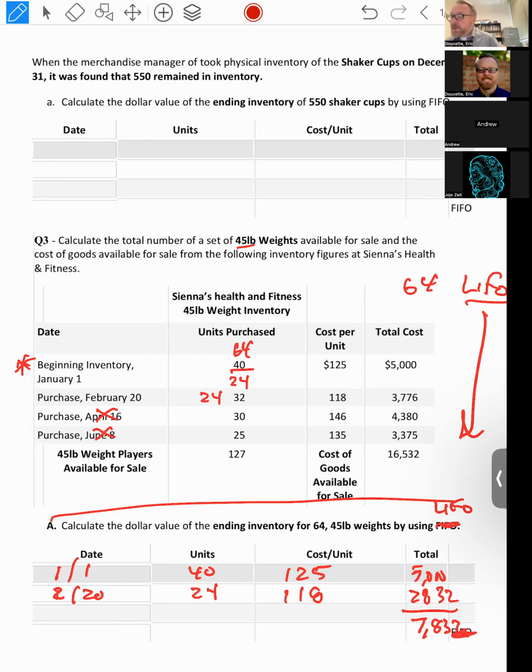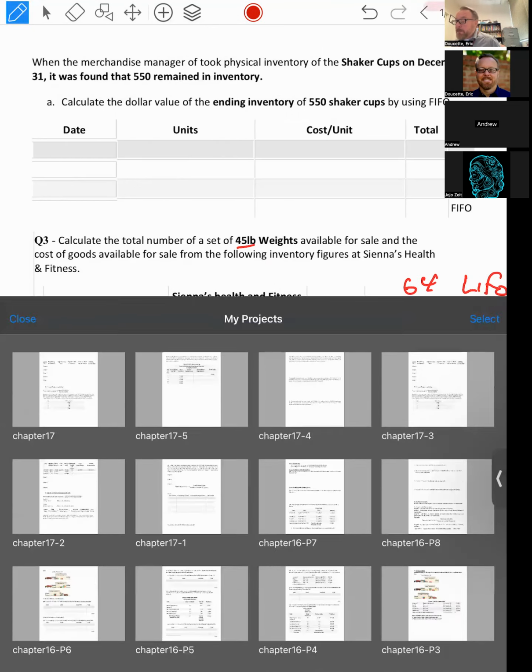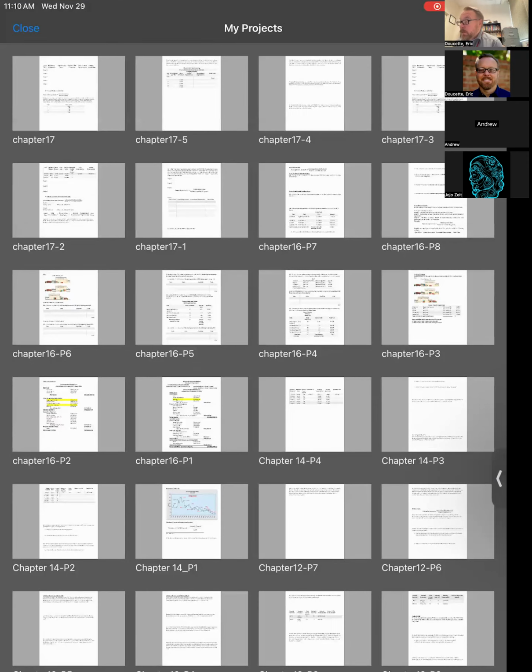And that's what becomes confusing for students, is remembering that. But once you focus just on what's left over, remember everything that was sold is either going to be the first things that were put in or the last things put in, depending on what method you're using. So whatever you have left is what is still there, and that's what you want to calculate the value on.